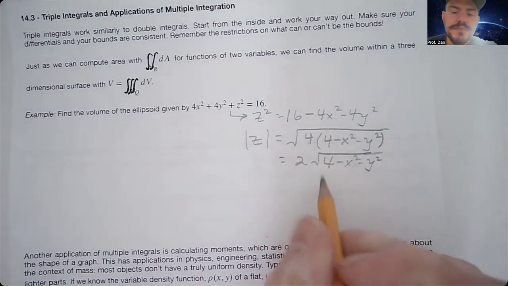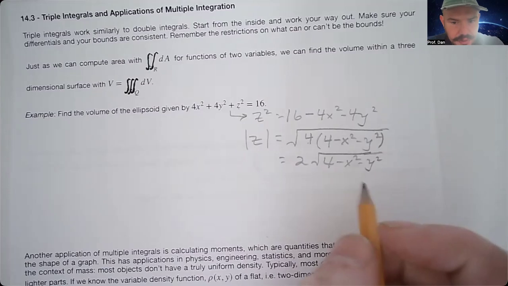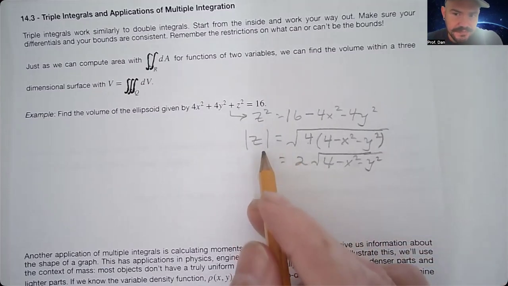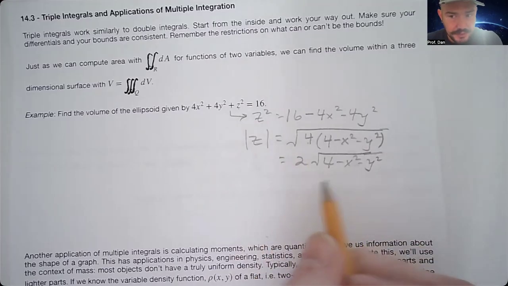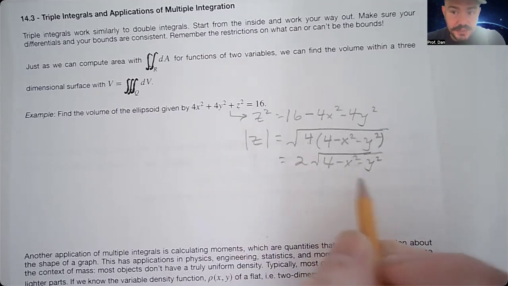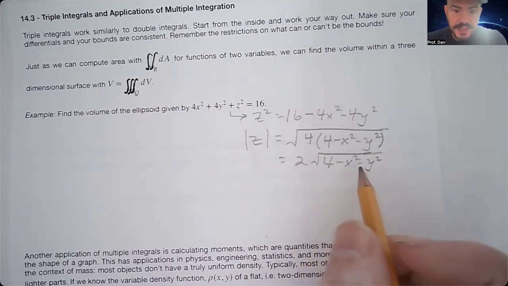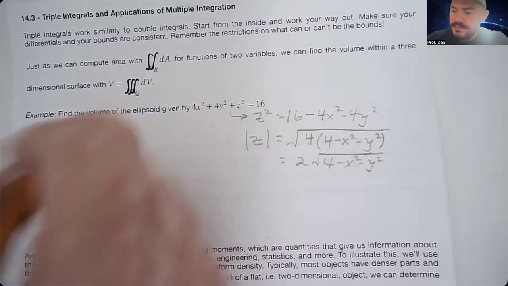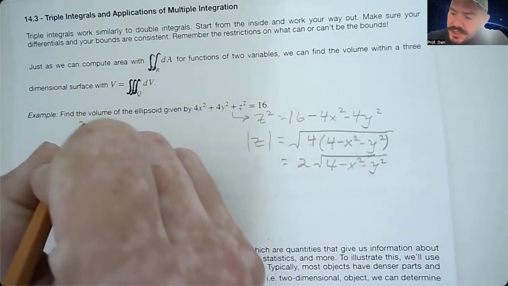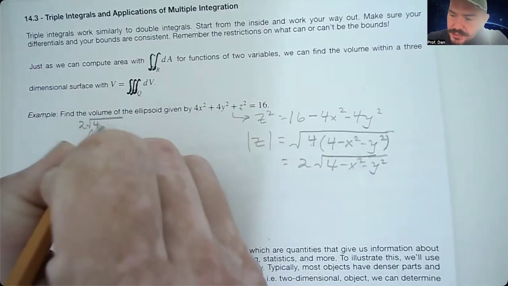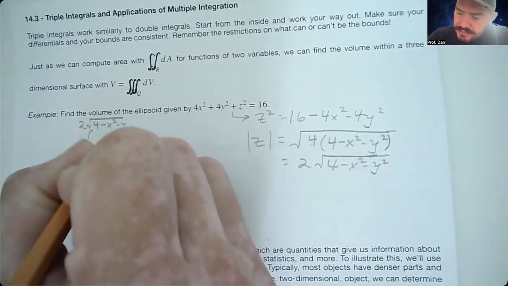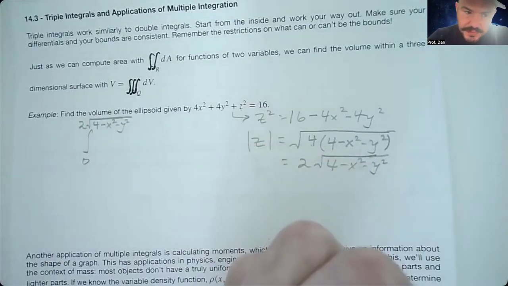All right. This is why I would have z be my innermost differential, because this gives me an expression in terms of x and y, meaning it has to be the inner bound. So we're going to integrate from 0 to 2 times the square root of this. All right.